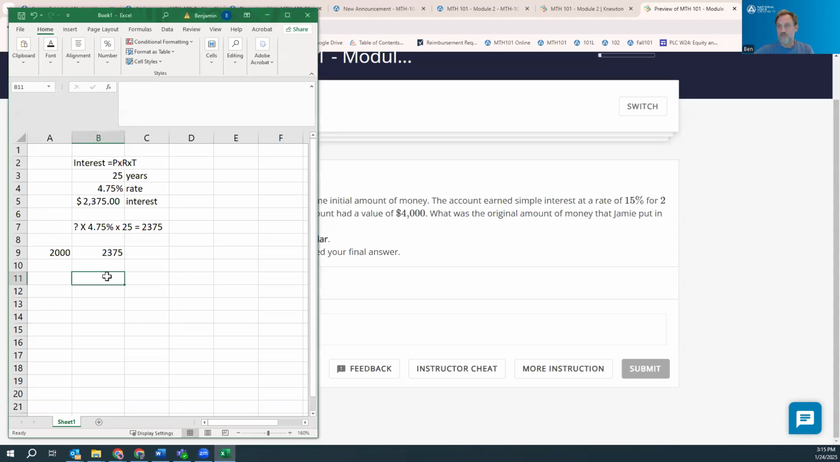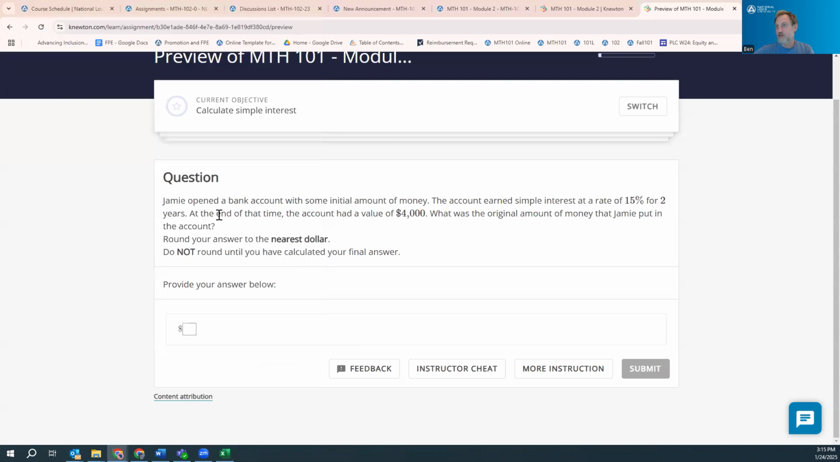Okay, let's look at another one. Bank account, simple interest, 15%, whew, what kind of bank account is this? 15%, 2 years. At the end of that time, the account had a value of 4,000. Okay, this is tricky. This is real tricky. I'm glad we did this question. All right, here we go.